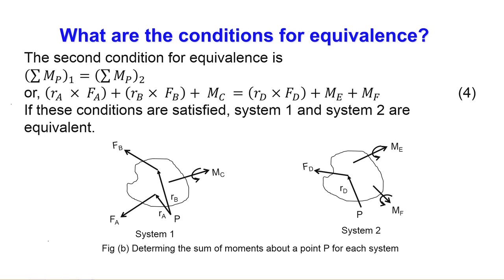In the next expression we will show that Mp1 equals Mp2. So, Ra cross Fa plus Rb cross Fb plus Mc is system 1, and system 2 is Rd cross Fd plus Me plus Mf. If these two conditions are satisfied, then we can say that system 1 and system 2, the systems of forces and moments, are equivalent.